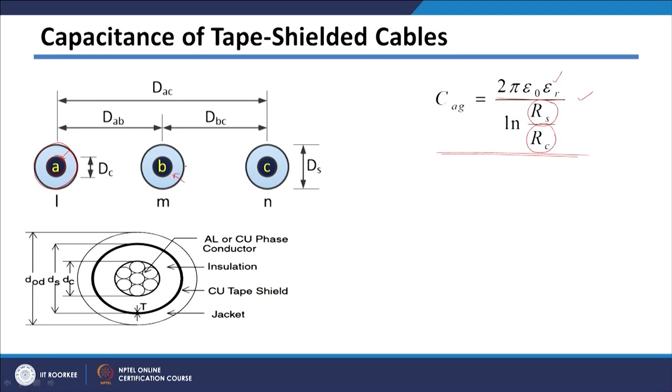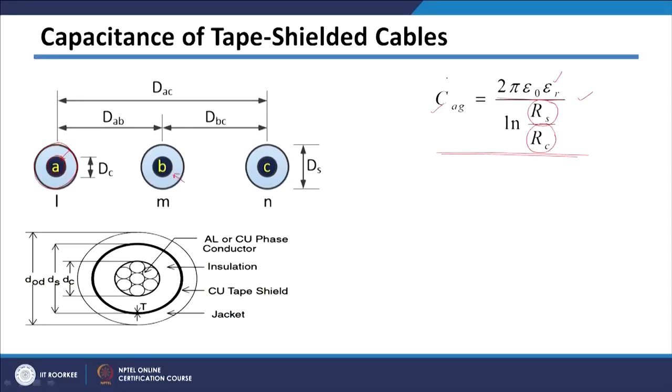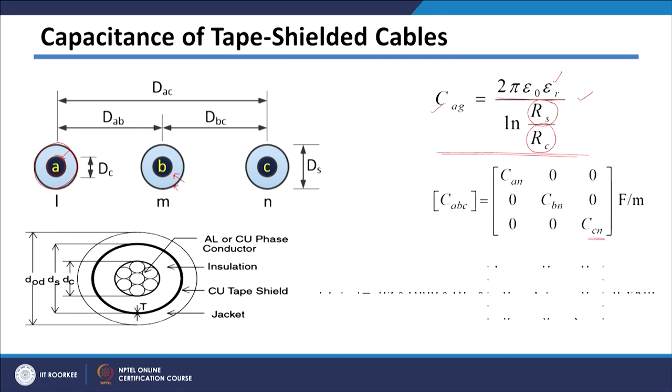So, if there is some material, it will have some relative permittivity, and you can easily get the capacitance of phase A with respect to ground, and then using the same formula, you can get capacitance of B phase with respect to ground and C phase with respect to ground. So, in that case, we can get your shunt admittance matrix by using this one.